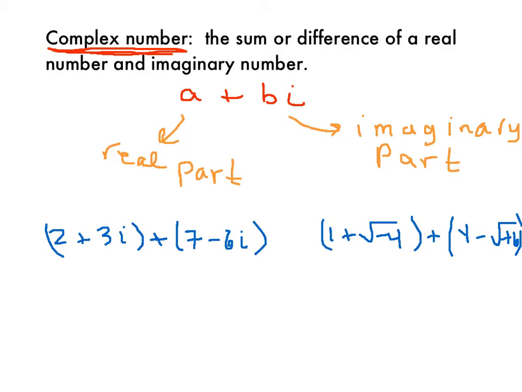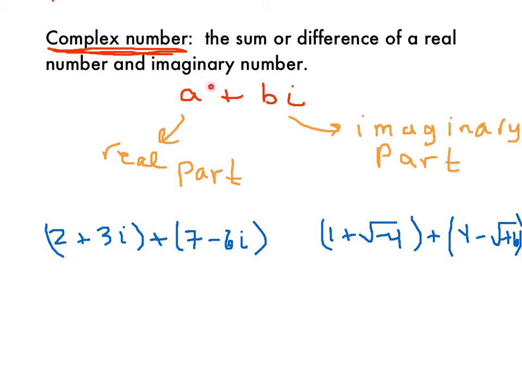This is a quick review of the definition of a complex number. A complex number is a sum or difference of a real number and an imaginary number. So every complex number, and this is what I have listed here, this is called the standard form. And typically how you will see a complex number.